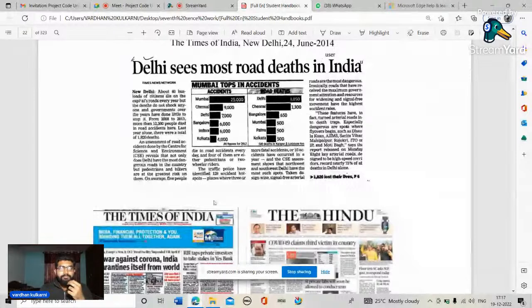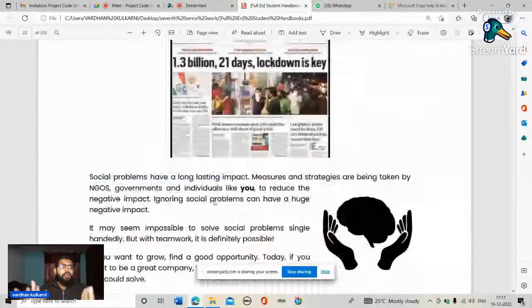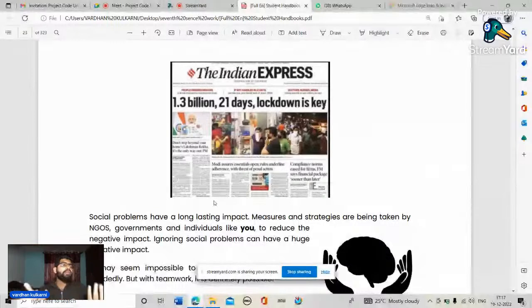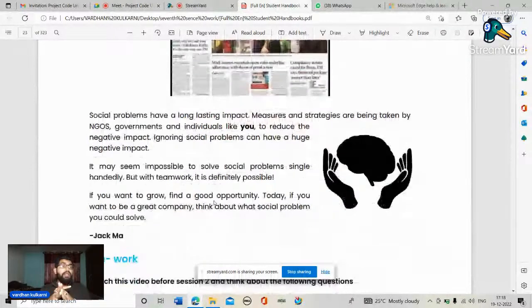The Indian Express also says that 1.3 billion people were under lockdown for 21 days. Lockdown is the key social problem example: in the time of corona, around 1.3 billion people, 21 days straight, were in lockdown. Hope you remember that. Then there are the social problems, their created and lasting impact, and the strategies taken by NGOs, governments, and individuals like you to reduce the negative impact. Social problems have created a huge negative impact.